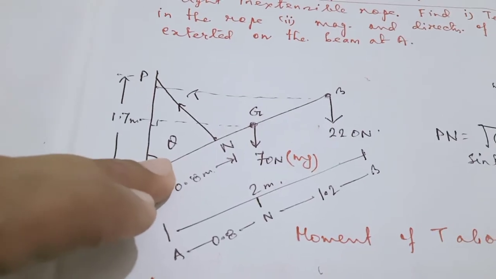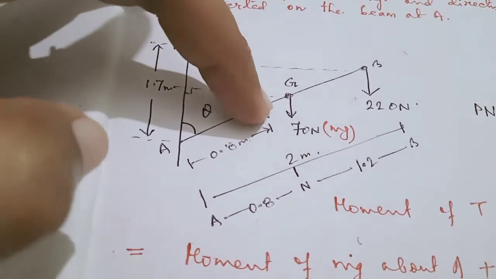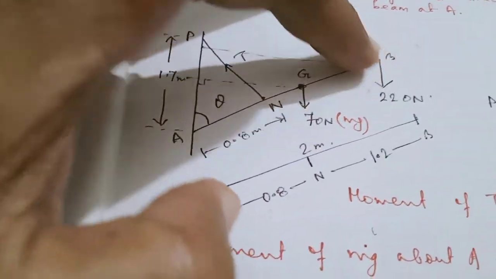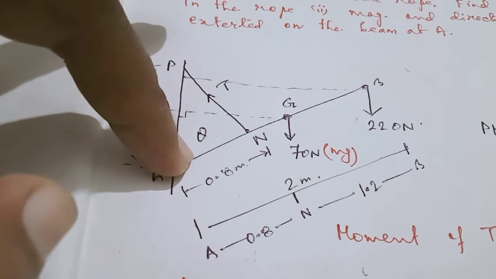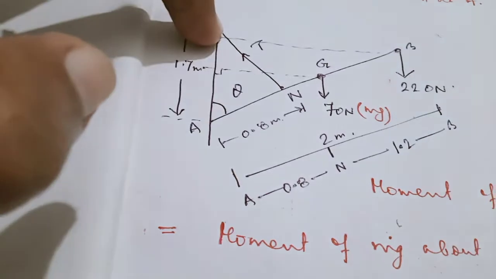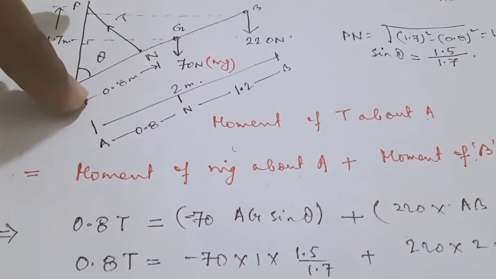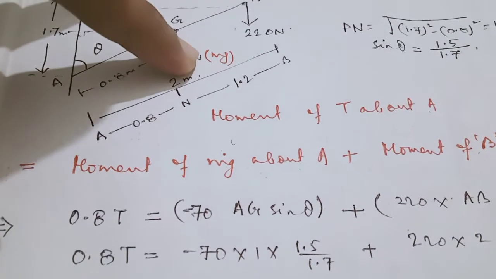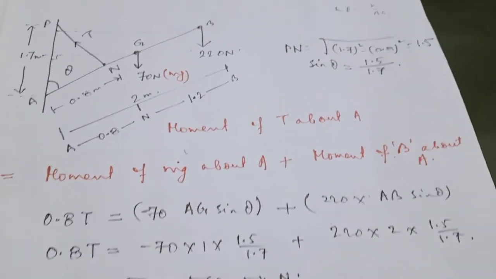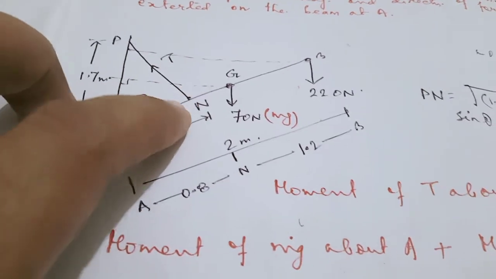Now, what will be the total moment? The total moment brought about by the tension is acting in one direction, and these two are acting in the same direction. So in equilibrium condition, from the principle of moments, the sum of the moments brought about by these two will be equal to the moment brought about by this. So moment of T about A will be equal to moment of this force about A plus moment of this force about A. Now see here, this is theta, this is a right angle triangle, this is the perpendicular.